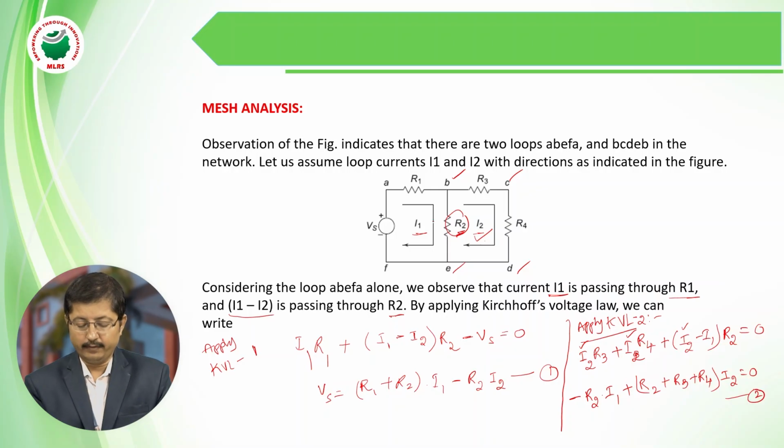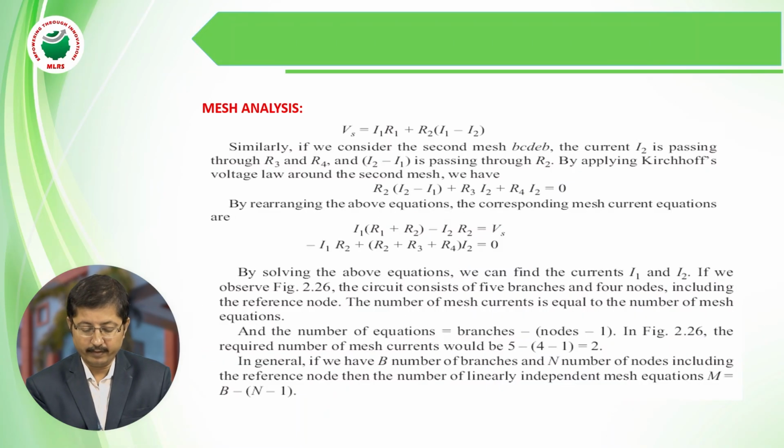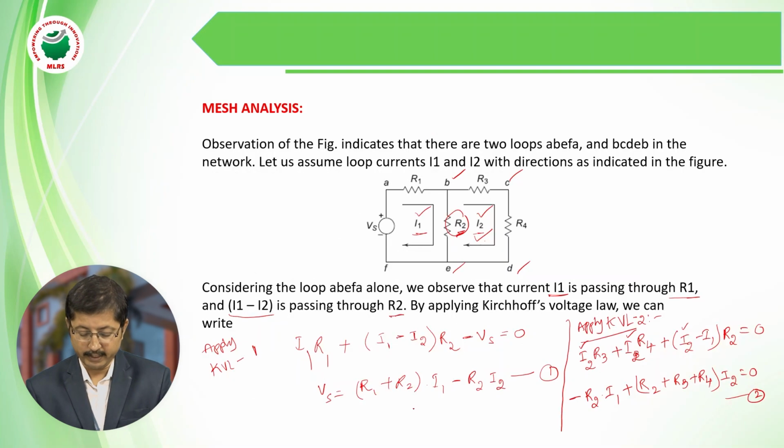Likewise, if we have n number of loops, we apply KVL to each and every loop and write the equations in terms of unknowns. After that we solve the equations, and then we get the unknown values. In that way we find the loop currents I1, I2, and if n loops are there, then we have to find n equations. So let us see whatever we have derived previously: Vs is equal to I1 R1 plus (I1 minus I2) into R2. We can see here.